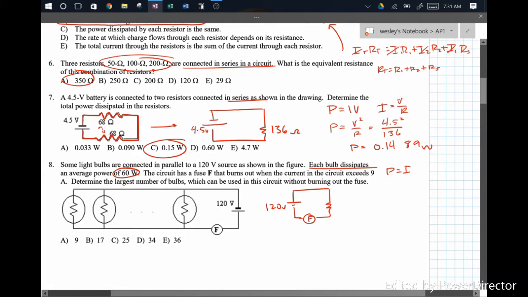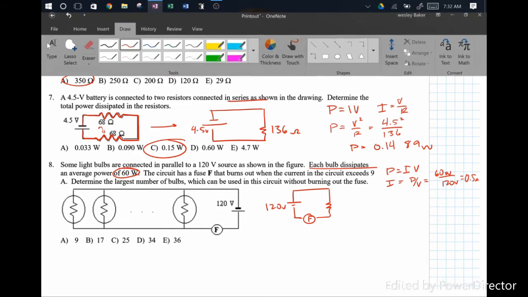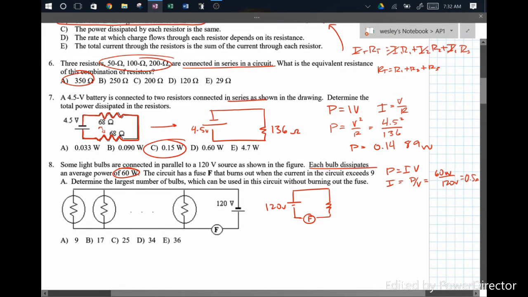Power is IV. So through that one light bulb, the current is power over voltage. So that's 60 watts over 120 volts or 0.5 amps. So in this resistor, we have 0.5 amps coming through. Boom. So one resistor, one blue line is 0.5 amps.